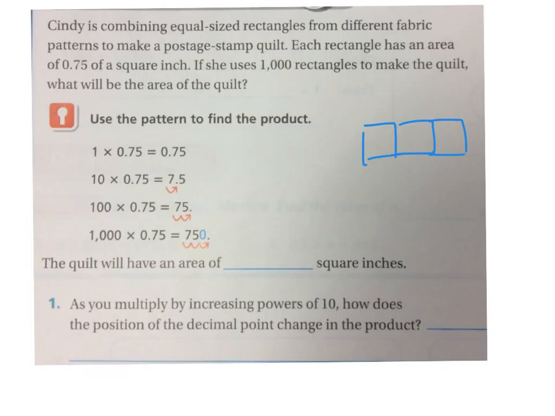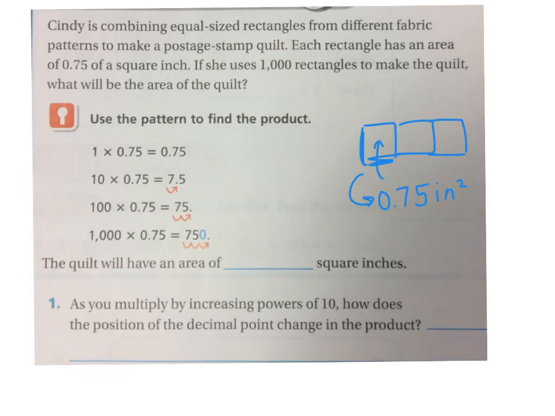Each rectangle's area is 75 hundredths square inches. That means that the length times the width of each small square equals that. If she uses 1,000 rectangles to make the quilt, what will be the area of the quilt? Okay, let's talk about this. Are there words? Is this a math problem? What's the first thing we need to figure out then? What's the first thing we need to do, Joseph? And what is the problem asking here?